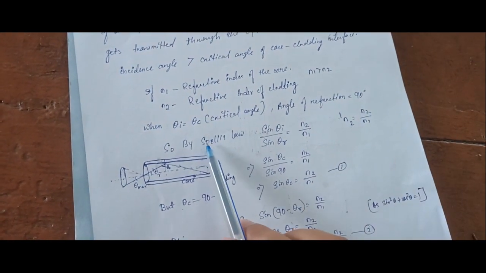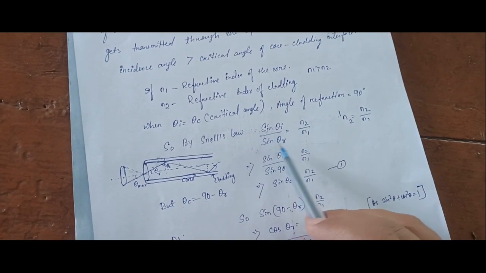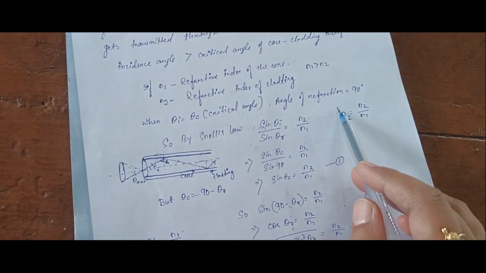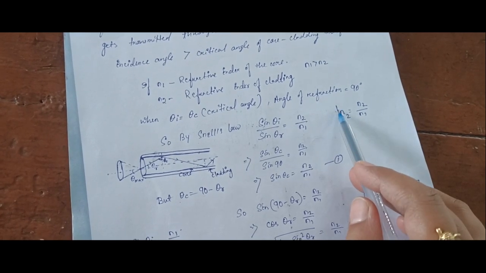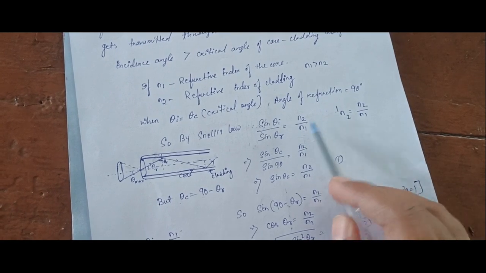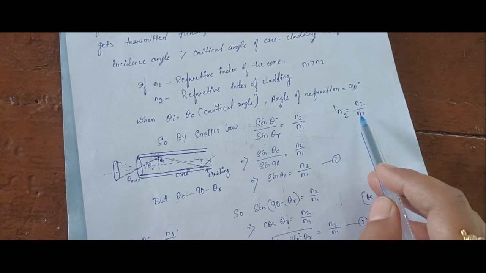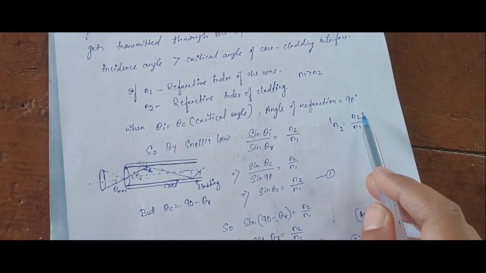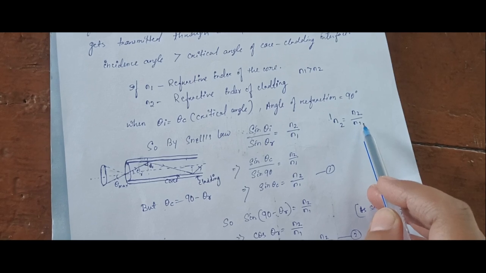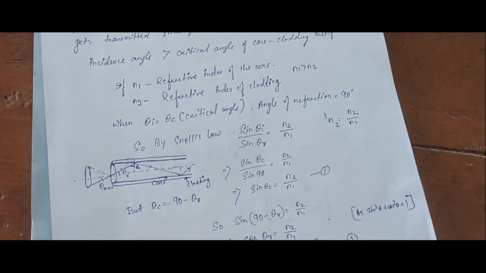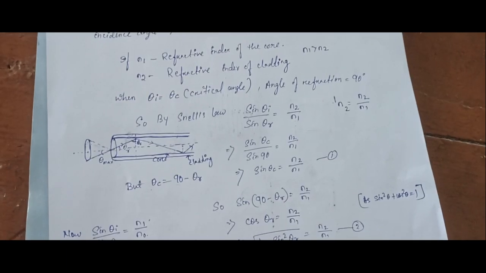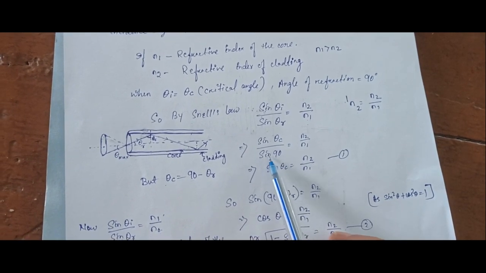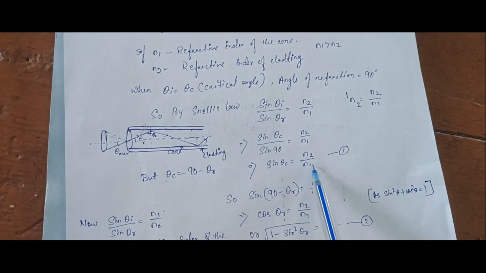If I apply Snell's law, sin i by sin r is equal to 1μ2, which is the refractive index of medium 2 with respect to medium 1. Here, in place of 1μ2, I have written n2 by n1, because 1μ2 can be written as the ratio of the absolute refractive index of medium 2 to the absolute refractive index of medium 1. This formula is used here because we are using the core and cladding interface. Now theta r is 90 degrees, so we get sin theta c is equal to n2 by n1, that is equation 1.